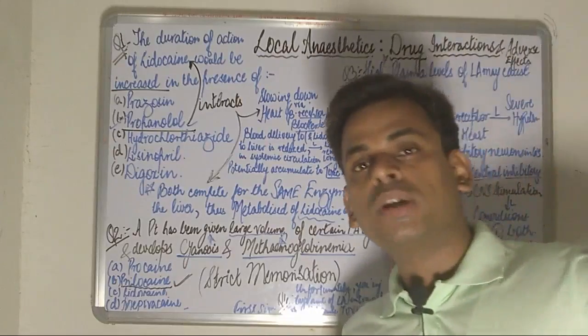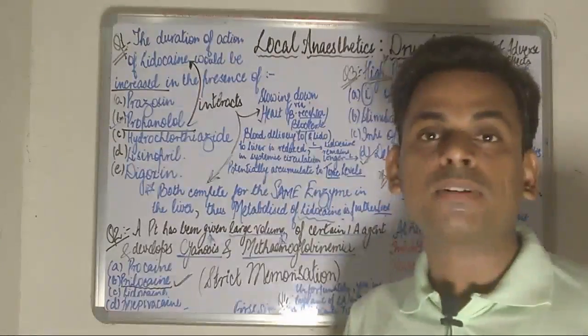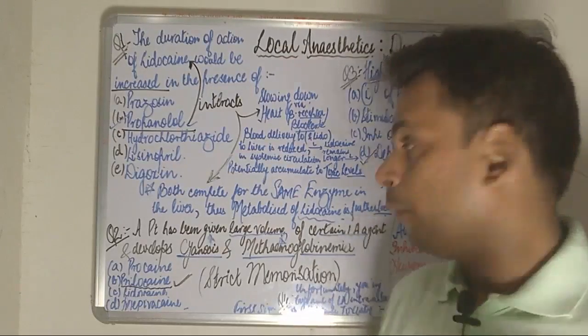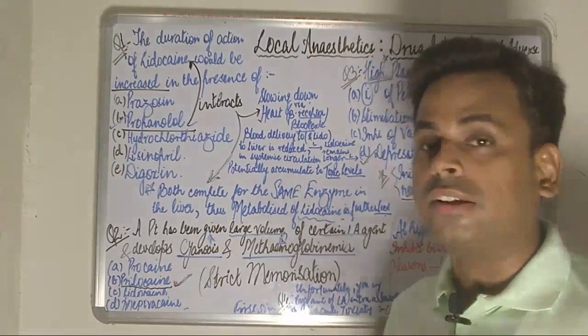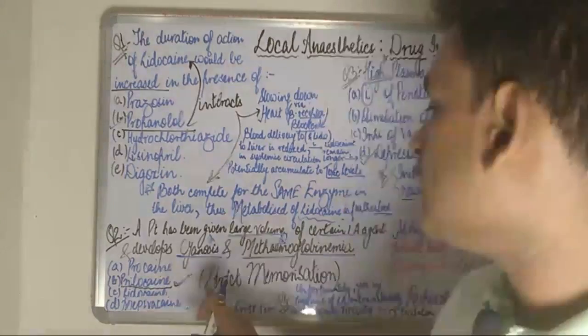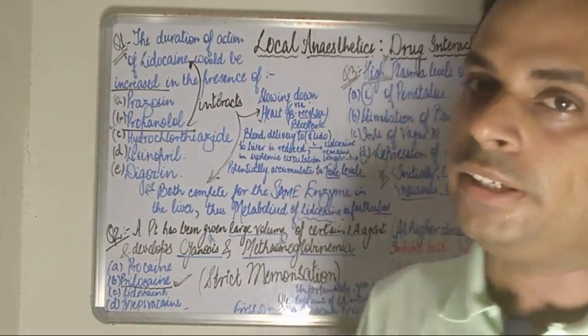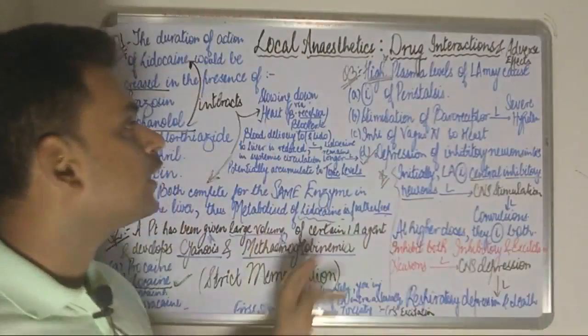So students, do remember, this is just a strict memorizing question where the answer is prilocaine. Prilocaine toxicity is mostly manifested in the form of cyanosis and methemoglobinemia. Moving on to the third question.